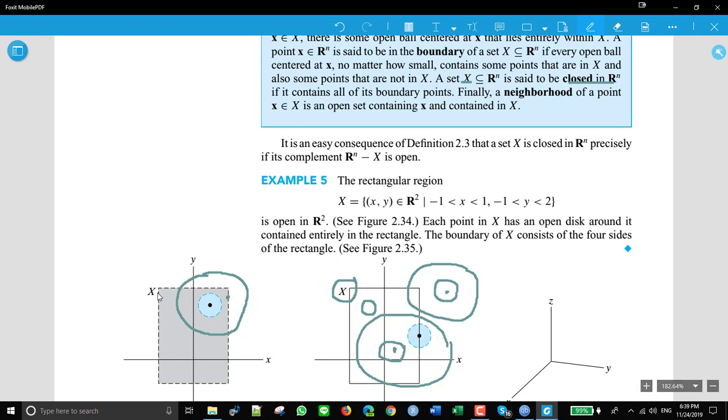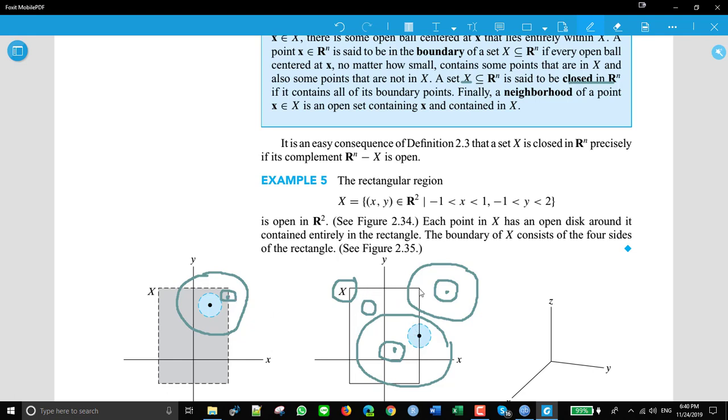What about here? Is this a boundary point of this X? If you draw a circle around it, some of the points are in X and some of the points are not in X. And no matter what circle we draw around it, that's always going to be the case. So this point is a boundary point of this set X. However, notice that this boundary point is not contained in X. So what do we mean by a closed set? This set was an open set. A closed set is one that contains all of its boundary points.